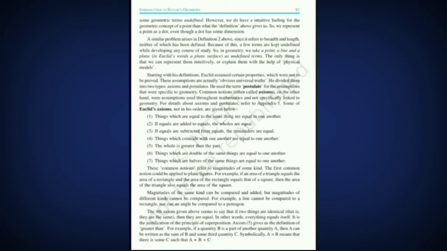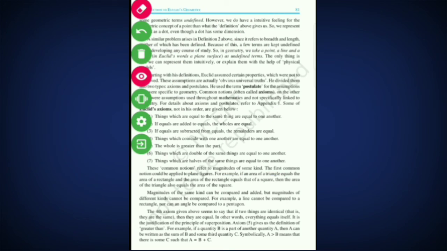Are you getting what is being said? It was written that if equals are added to equals, the wholes are equal. Next, if equals are subtracted from equals, the remainders are equal. That I told you now. Things which coincide with one another are equal to one another. The whole is greater than the part. The things which are double of the same thing are equal to one another. Things which are half of the same things are equal to one another. Means I told you that if x equals y, if you are dividing by 2 on both sides, then it will always be equal. Okay students, I think all of you have got it very clearly.